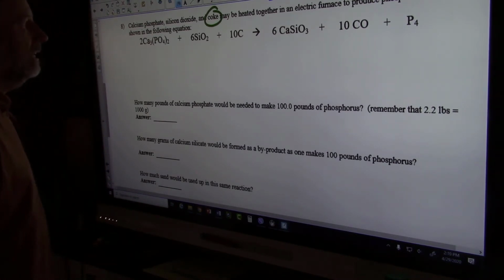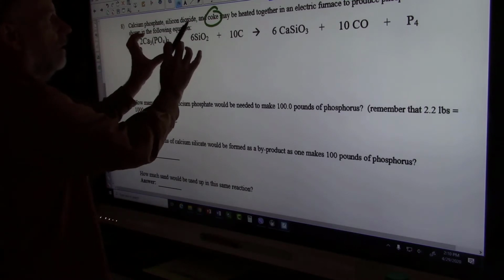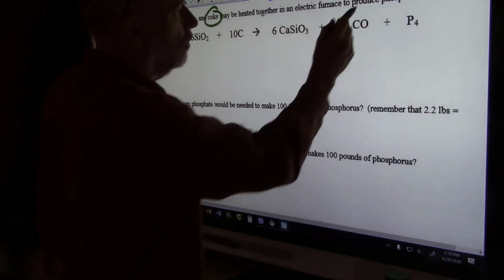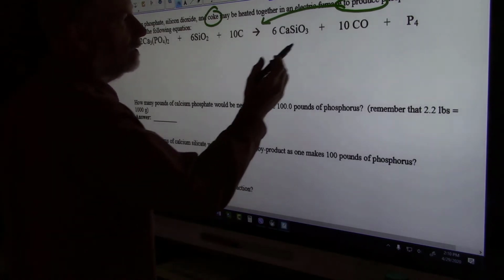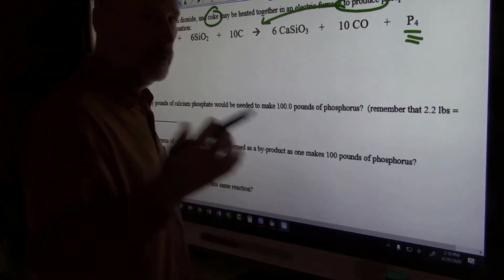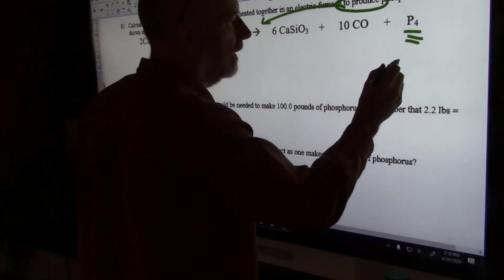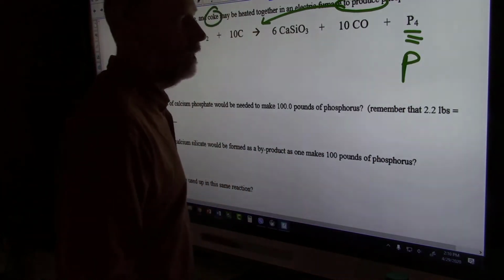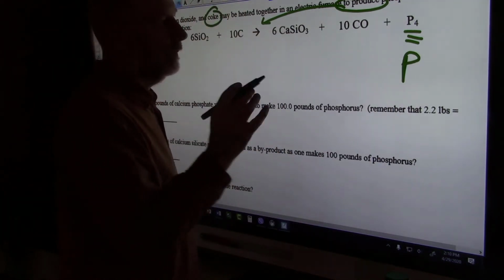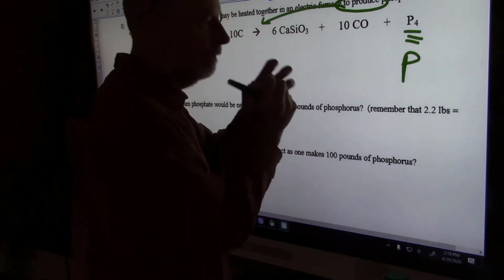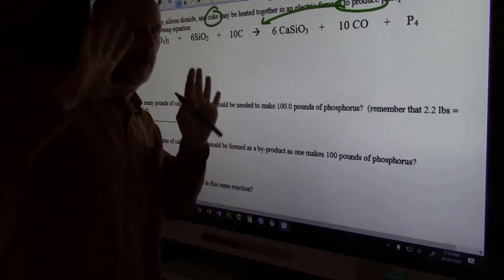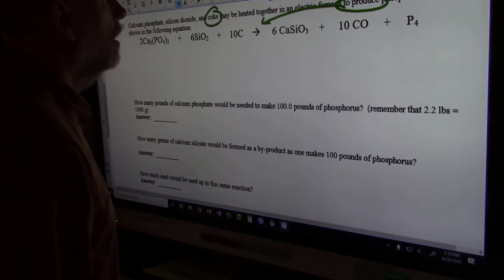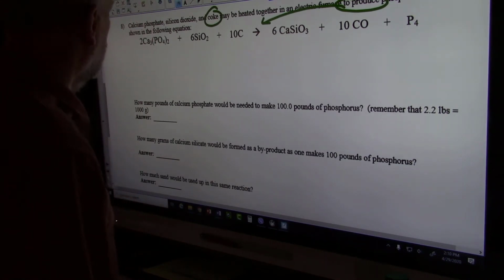And coke may be heated together, so heat them together in an electric furnace to produce phosphorus. Now, phosphorus is weird. It's not one of the lucky seven. You'd expect it to just be P, but phosphorus is kind of weird. It makes P4, so that's 4 phosphoruses. My apologies, it's not my fault. Blame Mother Nature. Produce phosphorus as shown in the following equation.